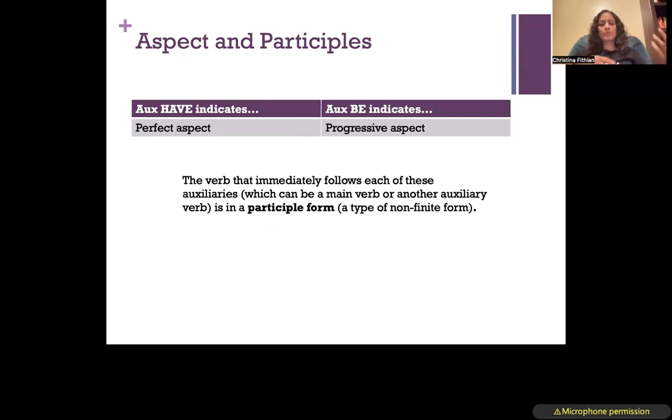Okay, so that just summarizes what I just said. Auxiliary have indicates perfect aspect. Auxiliary be indicates progressive aspect. The verb that immediately follows each of these auxiliaries is in some kind of participle form, a type of non-finite verb form.